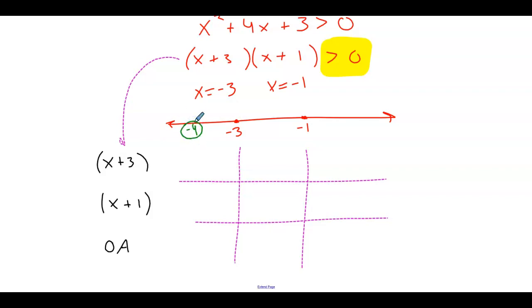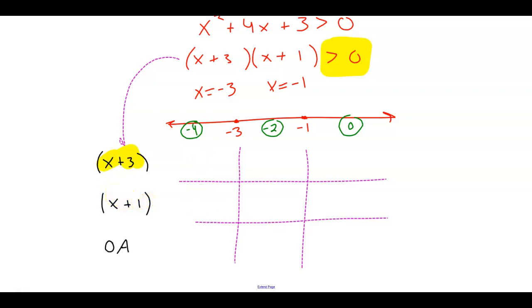And this should all be very obvious and visible in your answer. You should show all of this, okay? And then a number between -3 and -1, you could do -2. And then a number to the right of -1, any number to the right of -1, probably the easiest one to plug in would be 0. Okay, now all you're going to do is plug these green numbers into the factors and determine if you get a positive or a negative number.